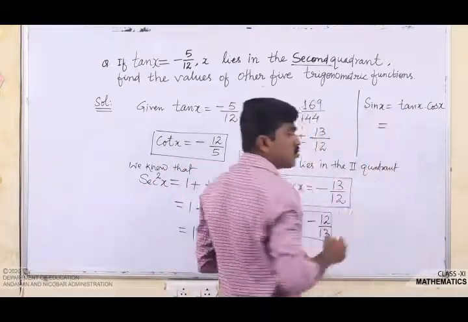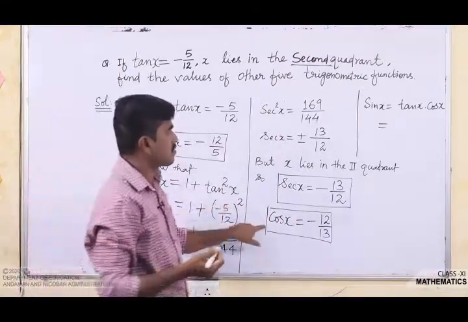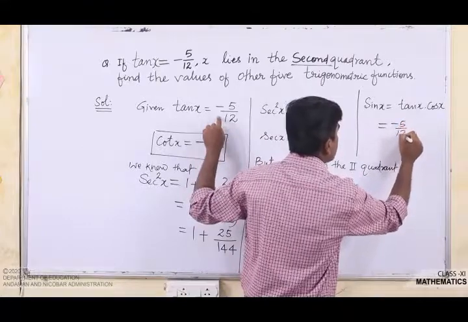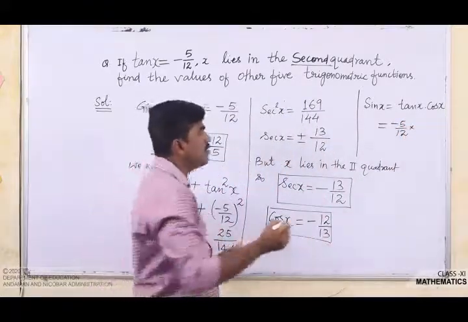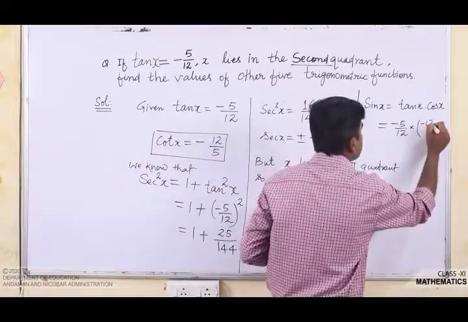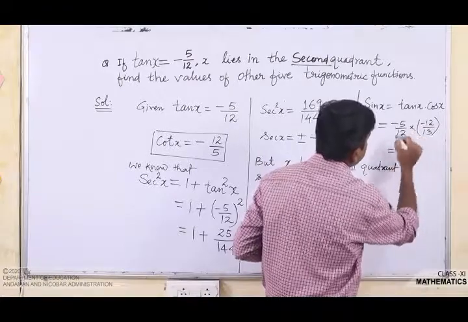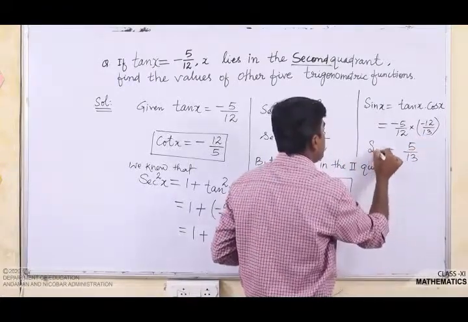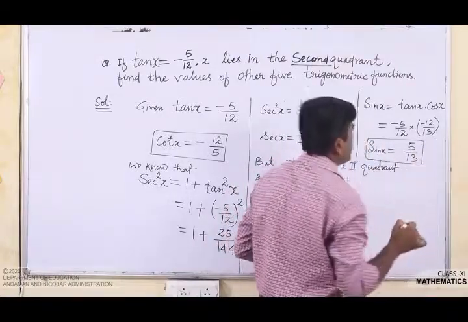So it is better to use this one here because we know the value of tan x and cos x. The value of tan x is minus 5 by 12 into what is the value of cos x, that is minus 12 by 13. So it is minus 12 divided by 13. So 12 will be cancelled out, minus minus plus, it is 5 divided by 13. So the value of sin x is 5 upon 13.